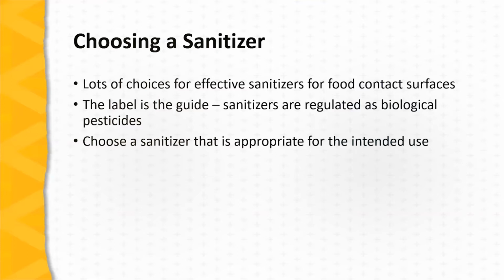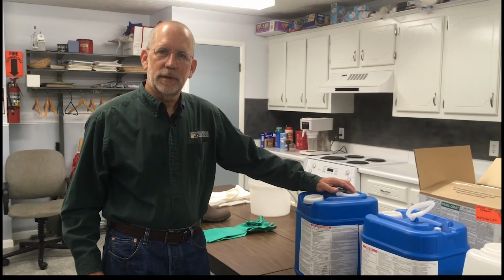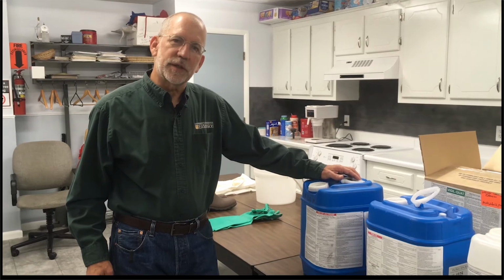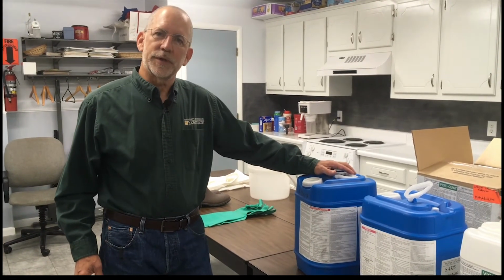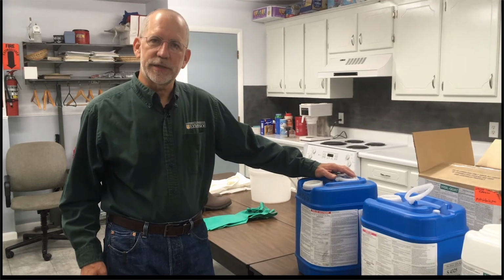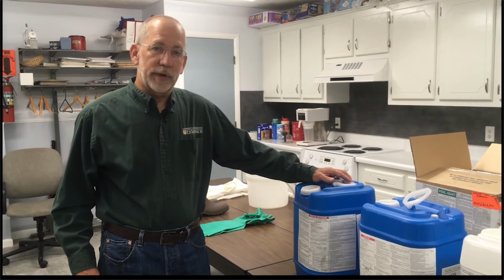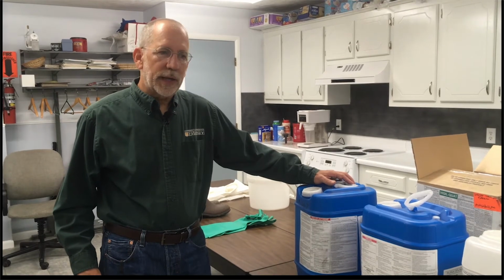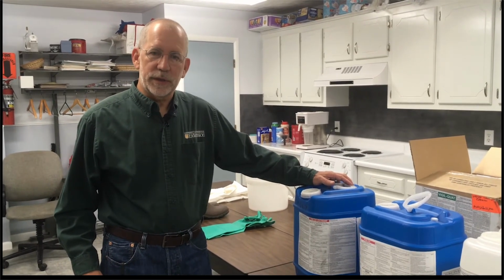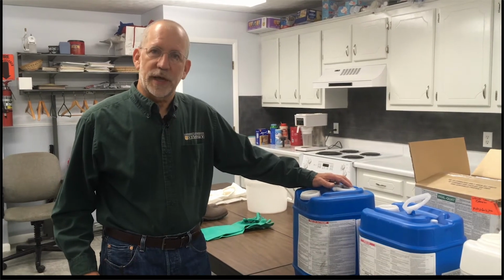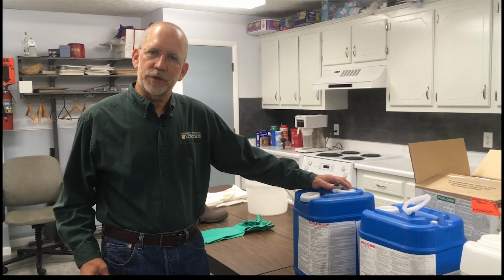Always remember that the label is the guide. Sanitizers are regulated by the Environmental Protection Agency and by state agencies as biological pesticides, and they must be used in accordance with the label. And then it's very important to choose a sanitizer that is appropriate for the intended use. The choice of a sanitizer is based on several considerations. First of all, of course, safety for the people who will be using the sanitizer and for the environment, but also whether or not that particular sanitizer is corrosive, how it might interact with the surfaces on which it's going to be used, and also the characteristics of the sanitizer relative to things such as water pH and temperature.